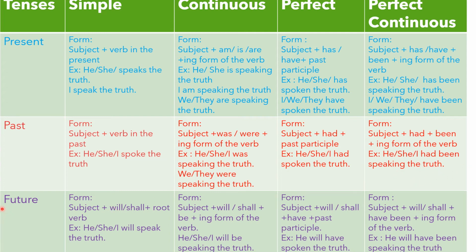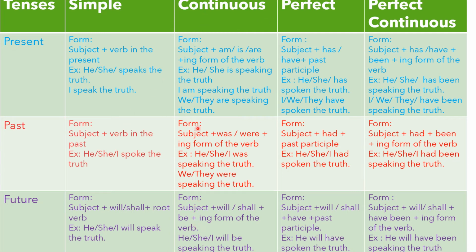The last tense, the future tense, it also has four classifications. Simple future. The form is subject, will or shall plus the root verb. Now what is the root verb? Speak. We use speak as the verb. So he, she, I will or shall speak the truth.